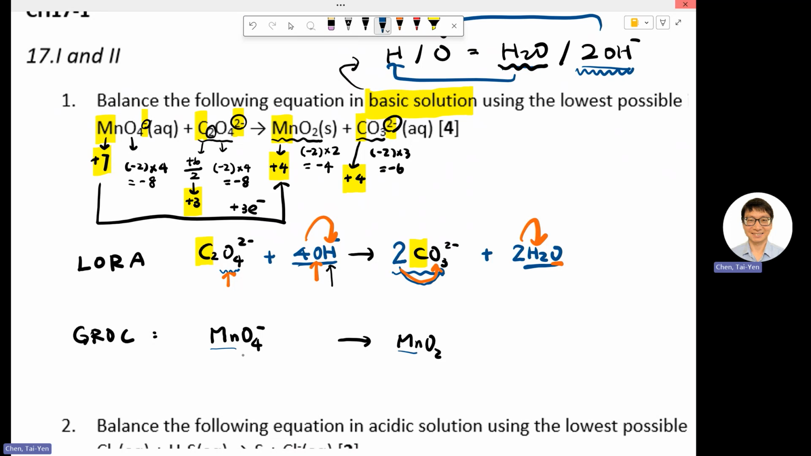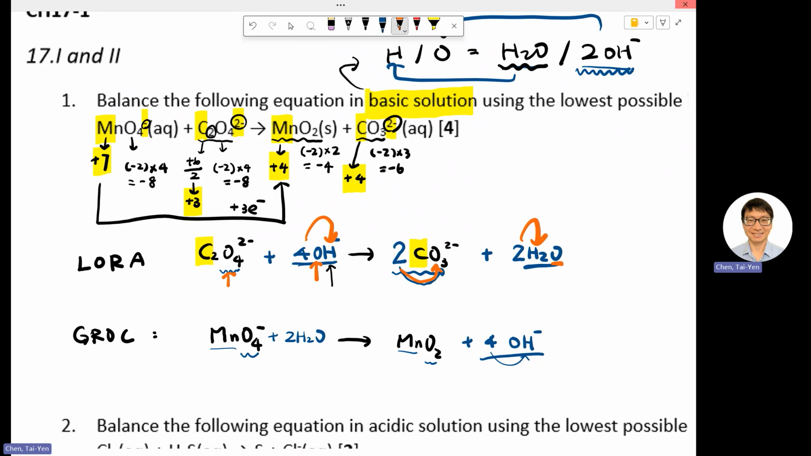Okay, then you compare the oxygen. So on the left-hand side, you have 4 oxygen. On the right-hand side, you have 2. So you actually have 2 extra oxygen on the left. Therefore, we know we need to add in 4 OH minus. Okay, so 1 oxygen is going to need 2 OH minus to balance it. Once you do that, you can see you have 4 extra hydrogens on your product side. Therefore, we need to add in 2 H2O to balance out your proton.